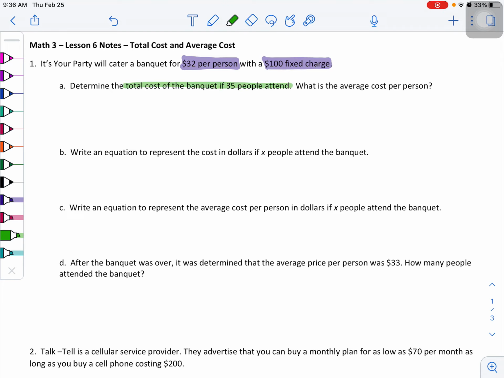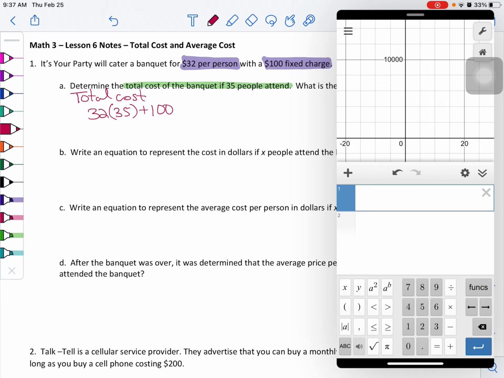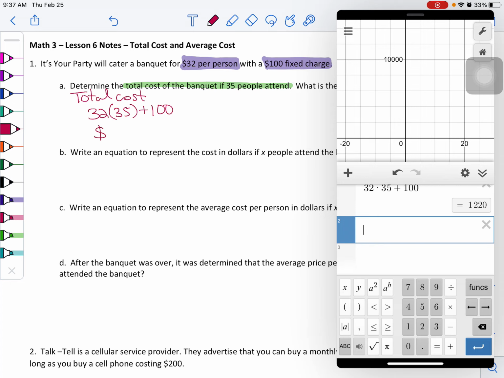So if we look at part A, it says determine the total cost of the banquet if 35 people attend. So let's do total cost. We've got 35 people, and it was $32 per person. So we're going to take our $32 times the 35 people who attended, but we have to remember there's that fixed charge of $100. So I'm going to grab my calculator here. Let me throw Desmos up. It's a great calculator. So $32 per person times 35 people is $1,120, but I also need to add in that $100 fixed charge. So that's going to give me a total cost of $1,220. Okay, so that's the first part of this question.